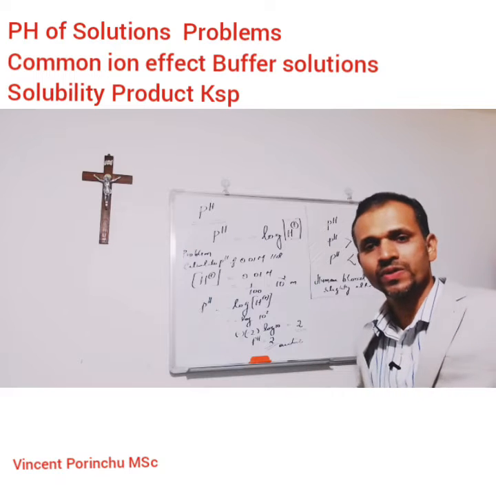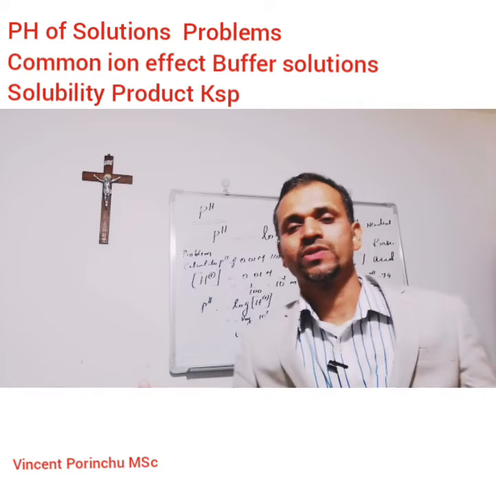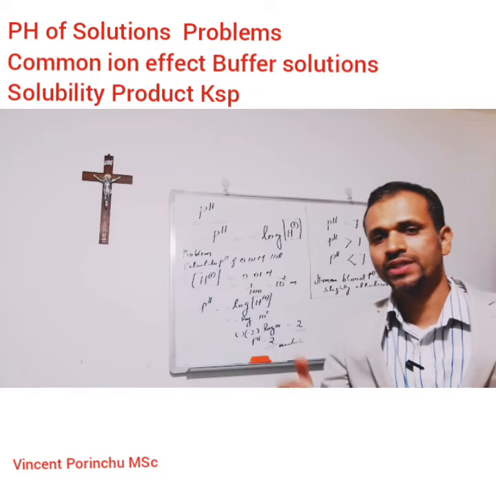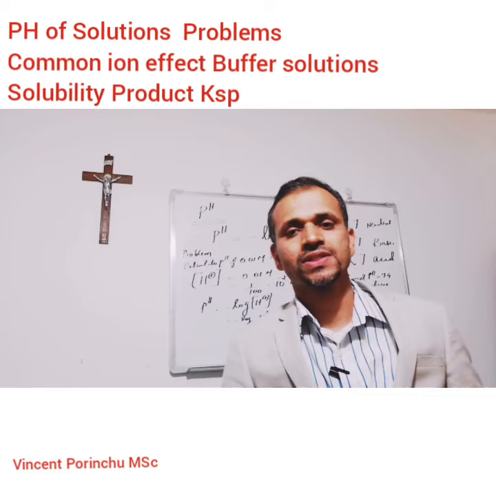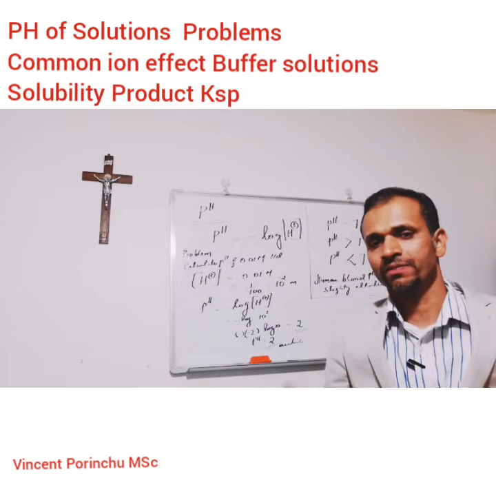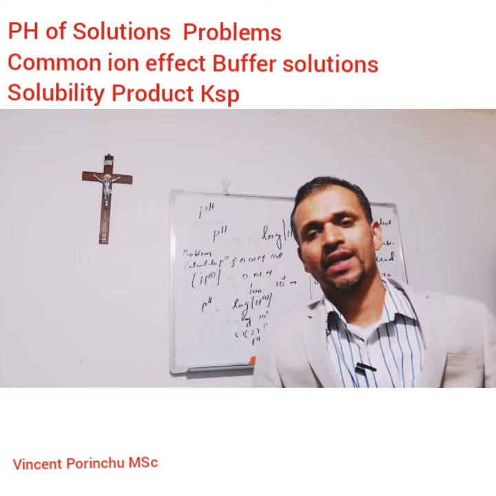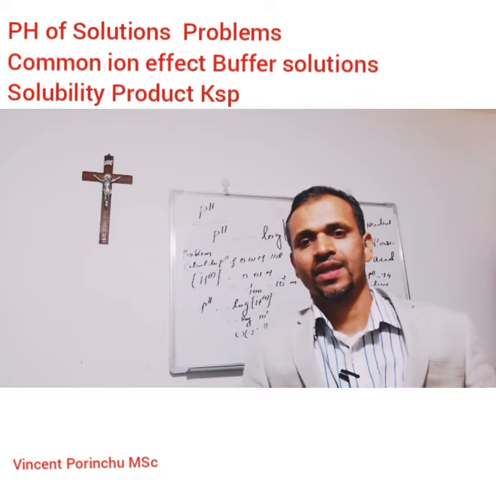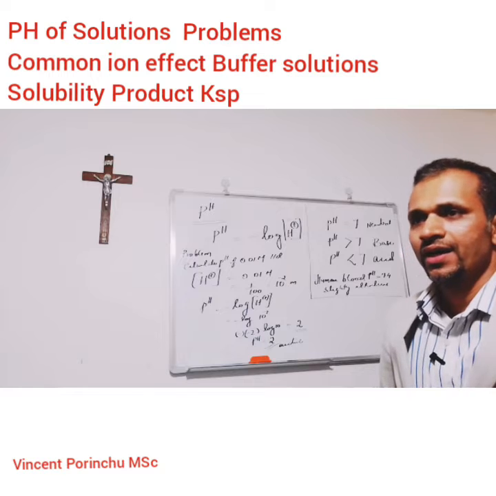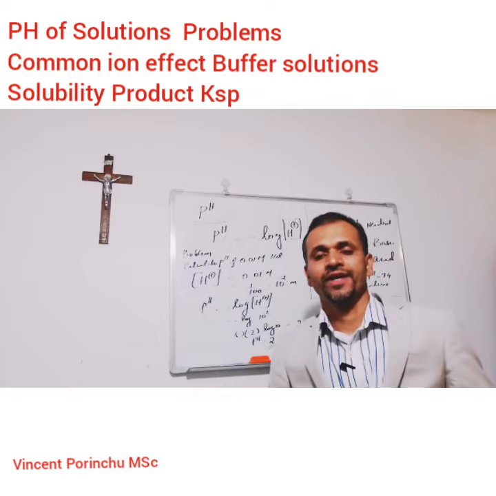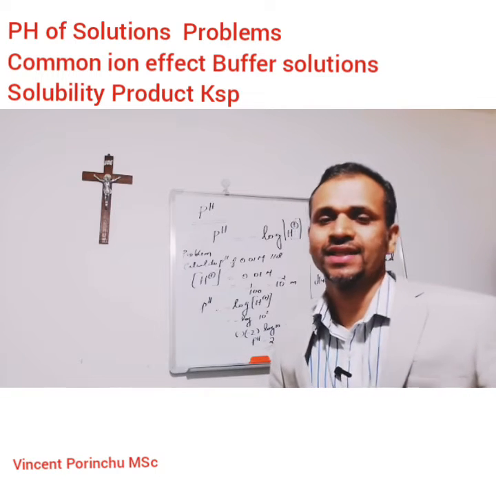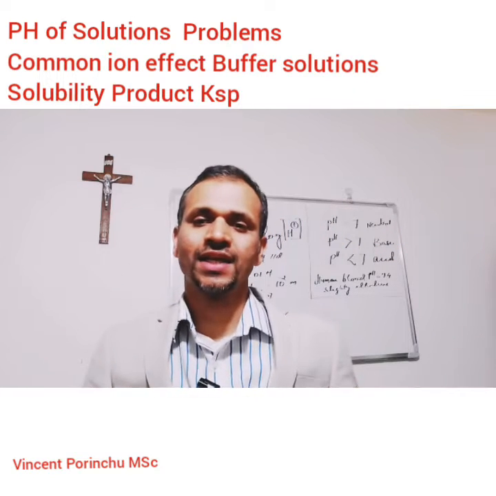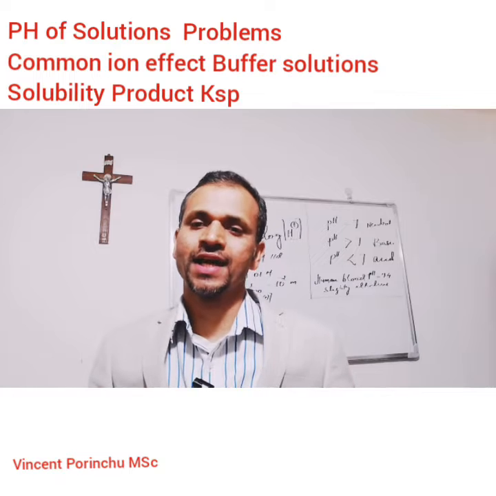A pH of 7 means a neutral solution. If the pH of a solution is greater than 7, it is an alkaline solution, and if the pH of a solution is less than 7, it is an acidic solution. The pH of human blood is 7.4. That means it is slightly alkaline. Human blood is slightly alkaline in nature.